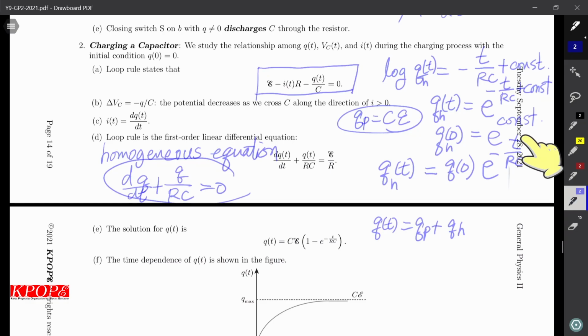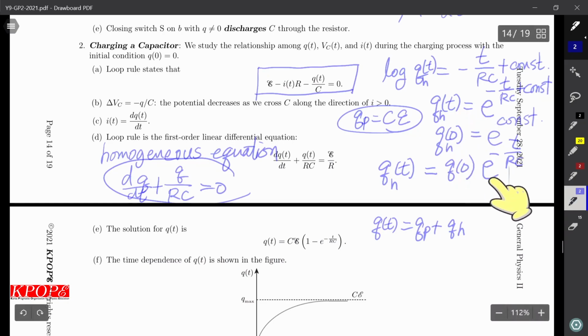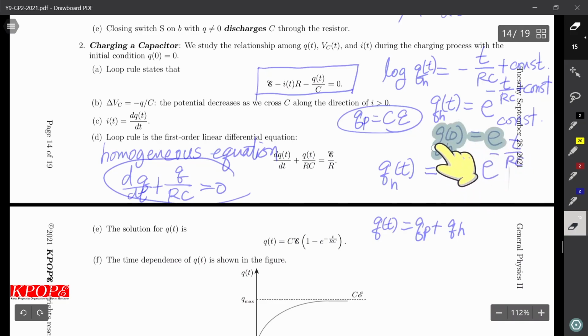However, we have a particular solution. We cannot say it is exactly the same as q0. Let me just say, for simplicity, it is some constant c. C is confusing, so let's call it constant a.